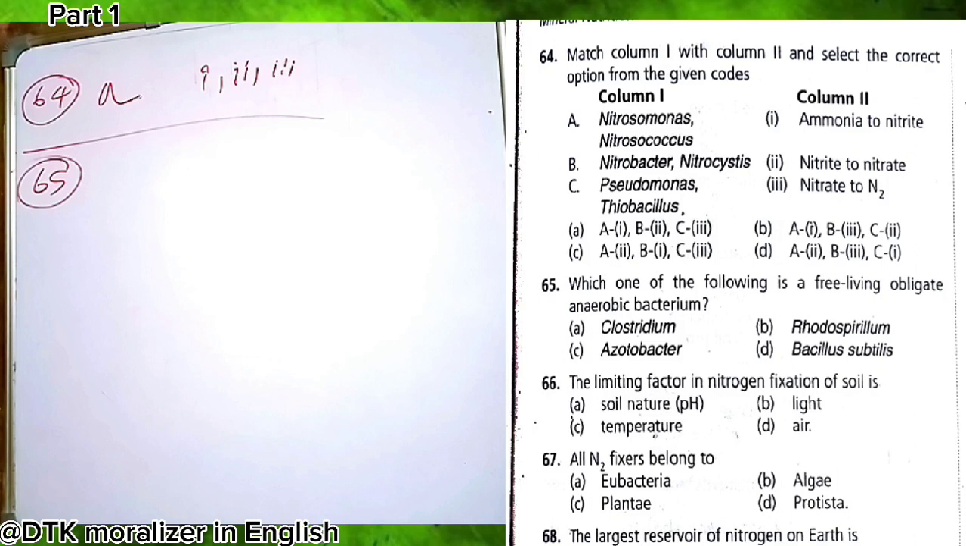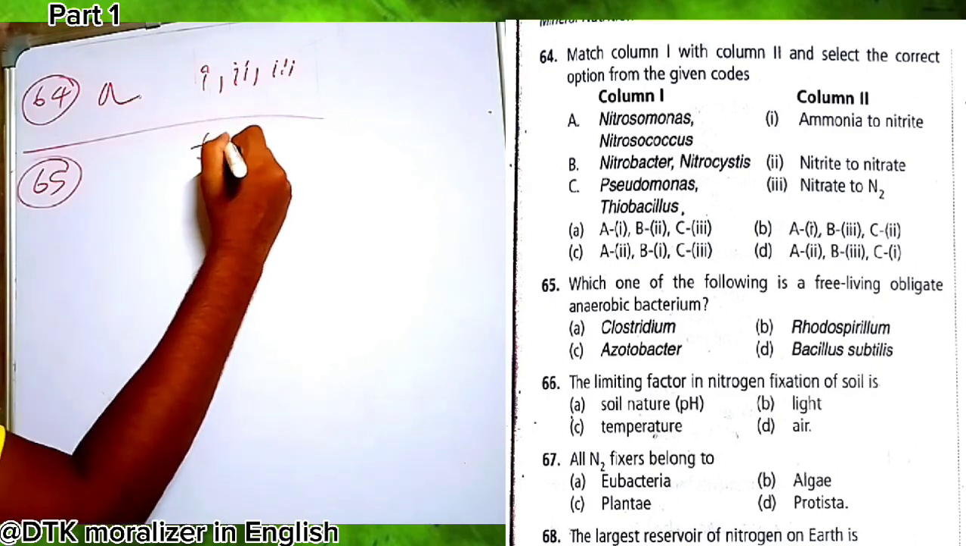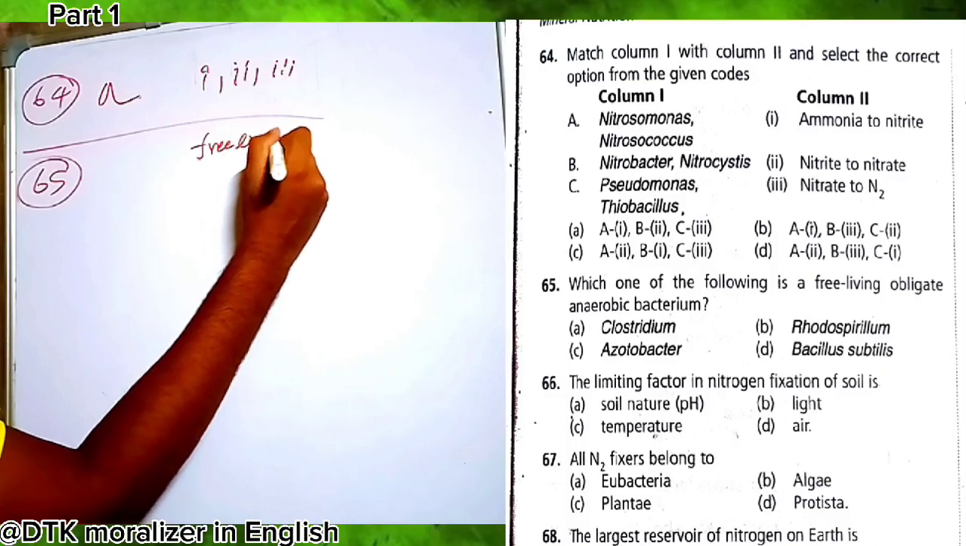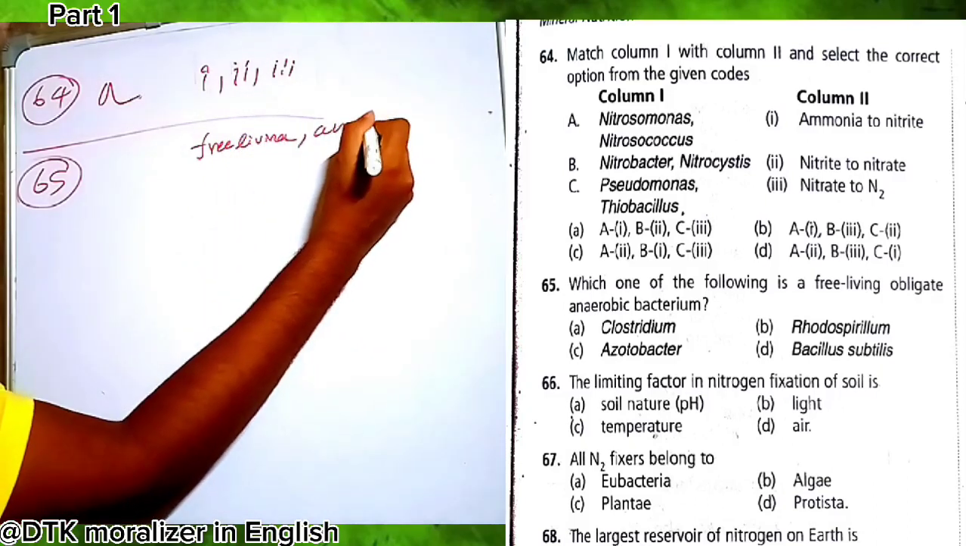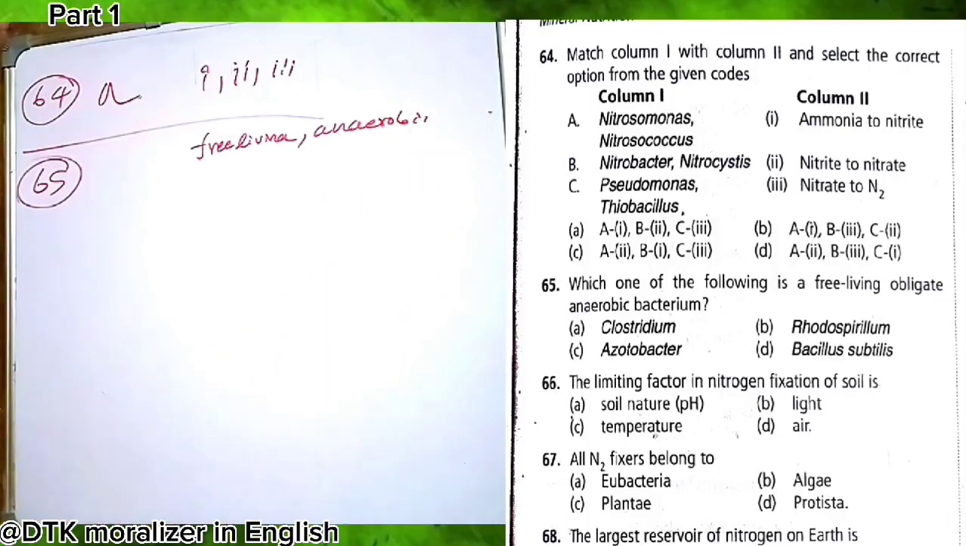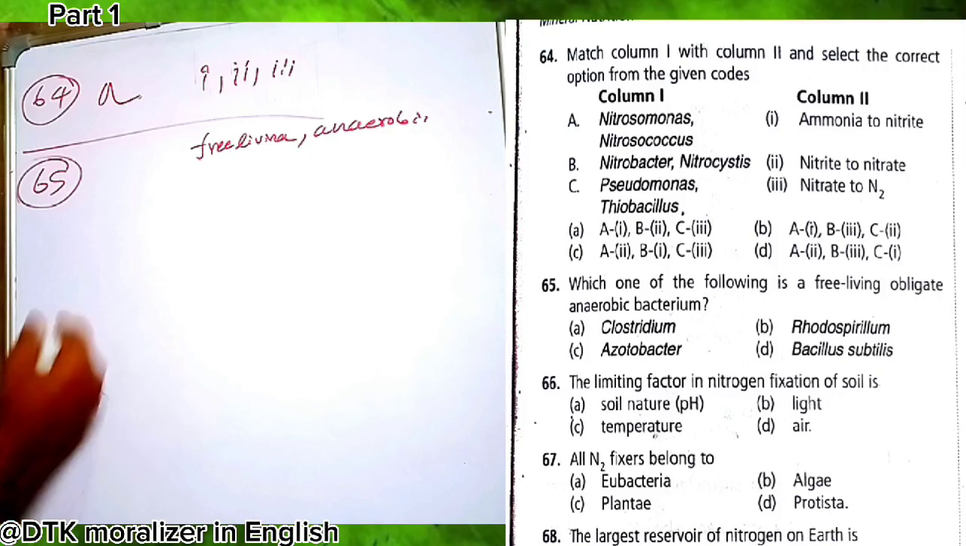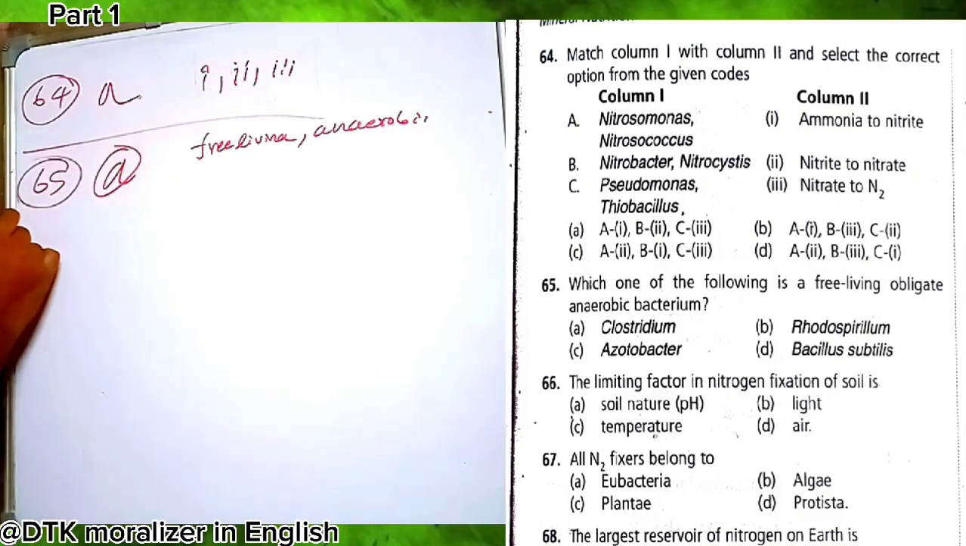Now, 65 question. Which one of the following is a free living obligate anaerobic bacteria? Free living obligate anaerobic bacteria. As you can know, free living anaerobic, not symbiotic. As you can see here, option E, Clostridium. Informative question.